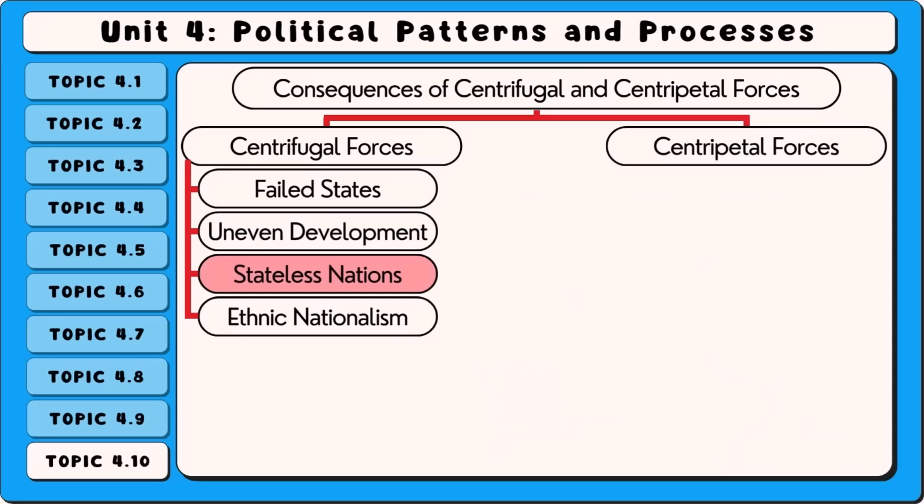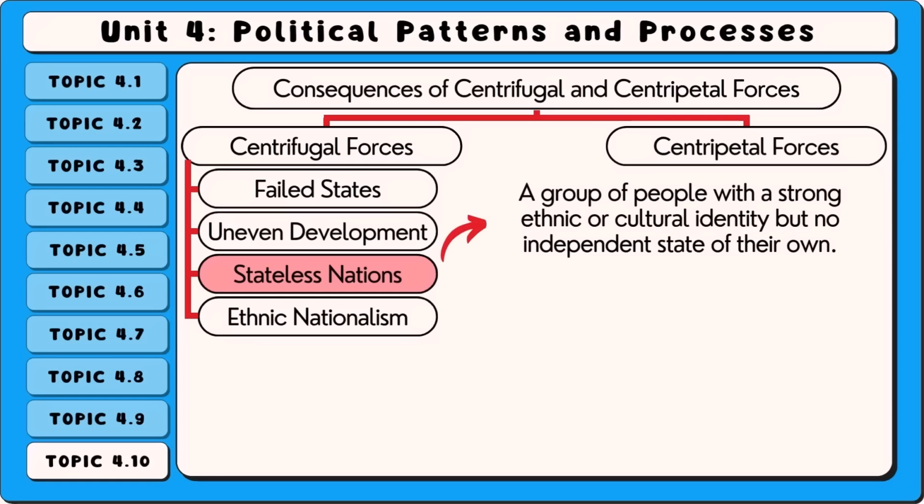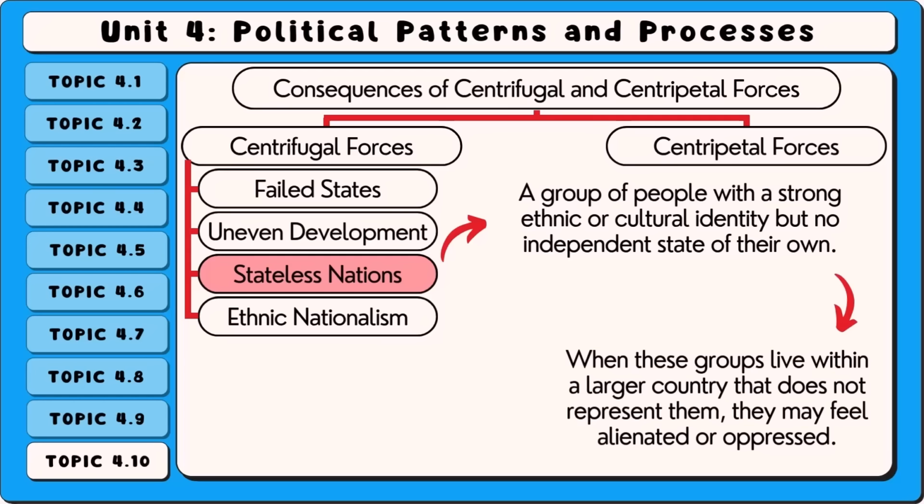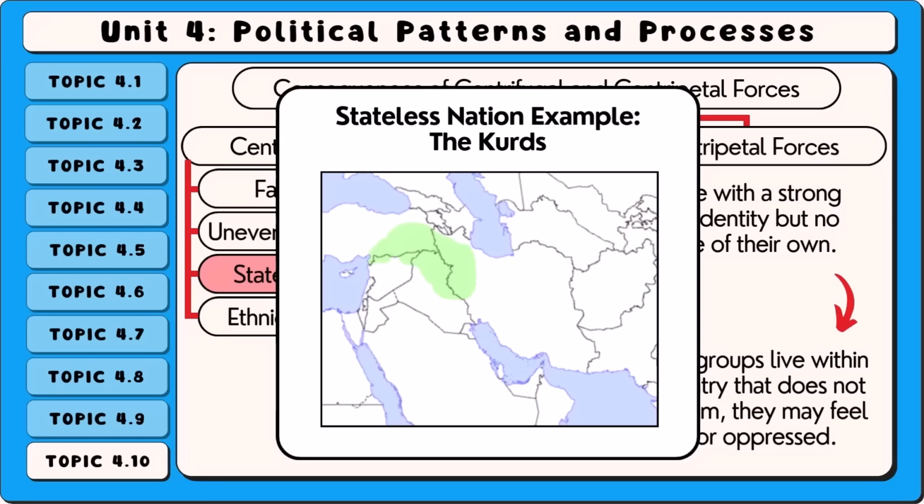The third consequence is the existence of stateless nations. A stateless nation is a group of people with a strong ethnic or cultural identity, but no independent state of their own. When these groups live within a larger country that does not represent them, they may feel alienated or oppressed. The Kurds, who are spread across Turkey, Iraq, Syria, and Iran, are a major example. Their lack of a state fuels ongoing tension and separatist movements.